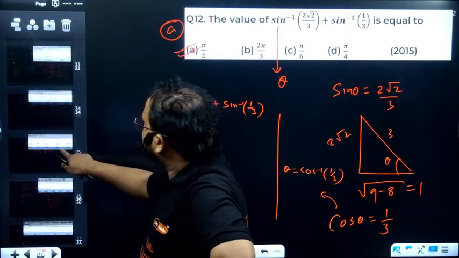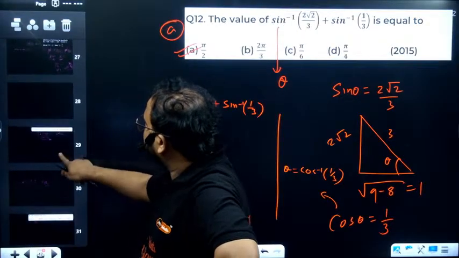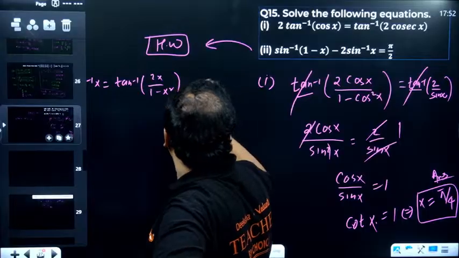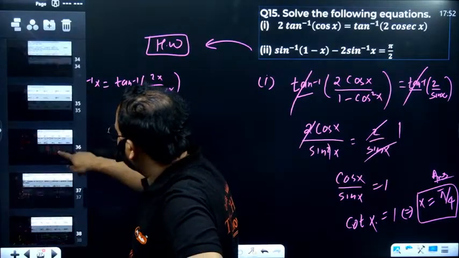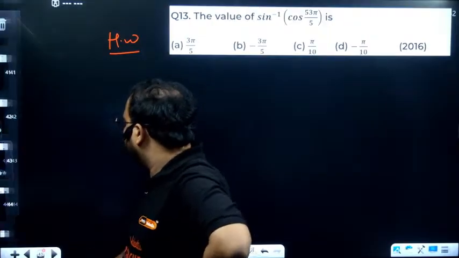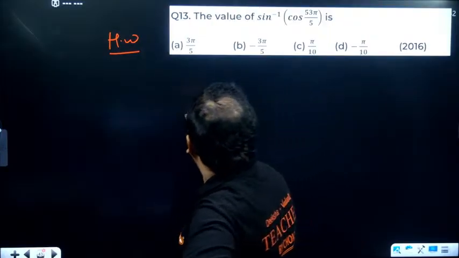I can tell you just one more time. Yeah, this is the homework. 15th part 2 I have given you, and then this current question, which is this one. 15th part 2 and question number 13 is the homework. Okay, please solve this.